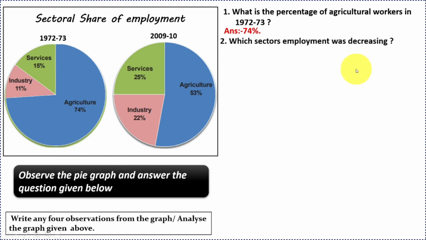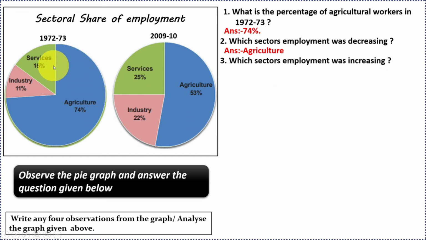Which sector's employment was decreasing? See here, in 72-73, agriculture was 74. In 2009-10, agriculture reduced to 53. So the agriculture sector is decreasing. Which sector's employment was increasing? In 72-73, industry 11 and service 15. Whereas in 2009-10, industry 22 and service 20. So both industry and service are increasing.